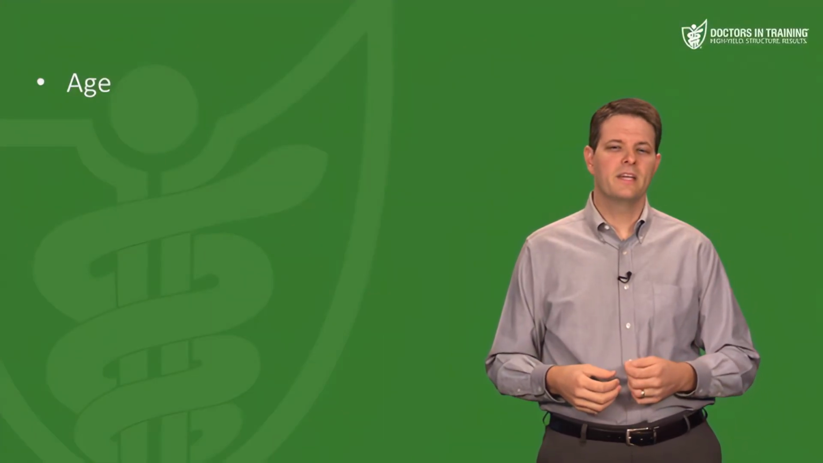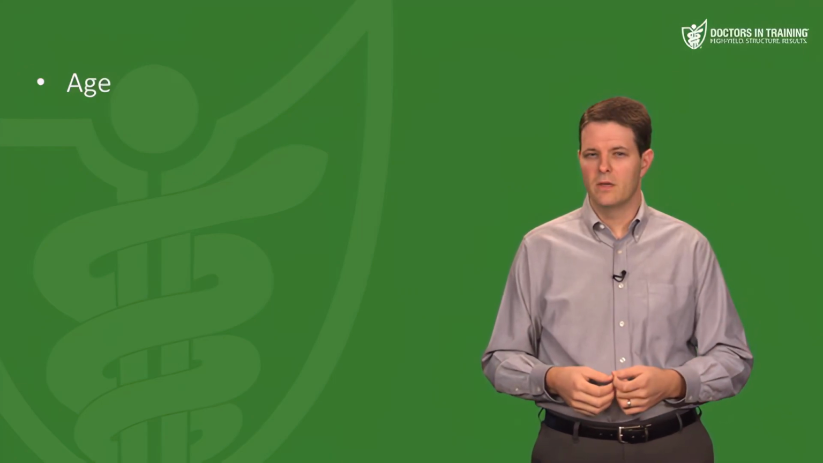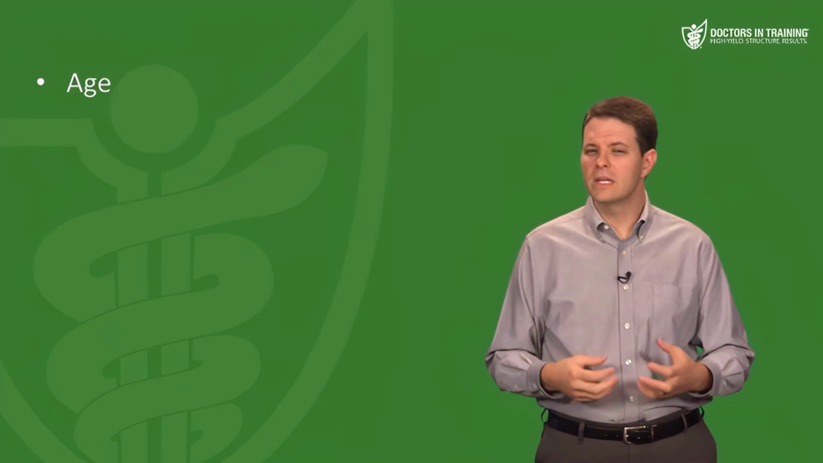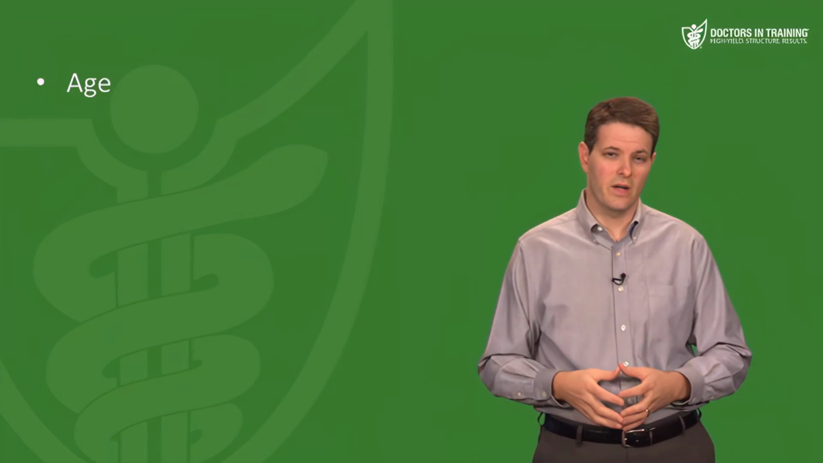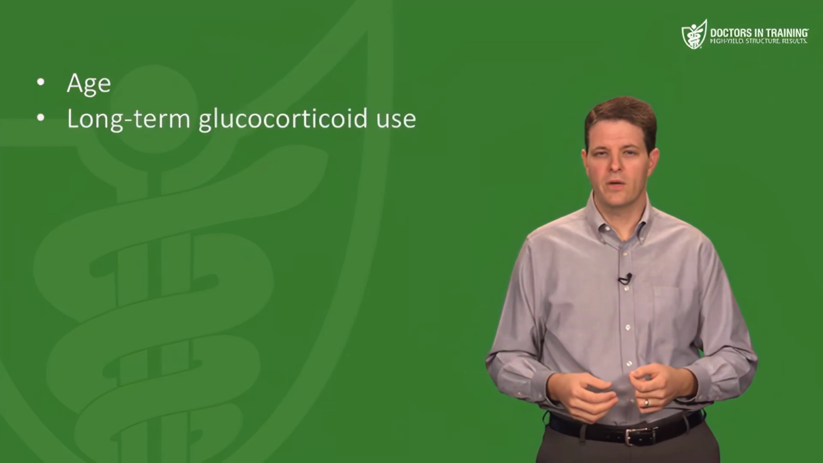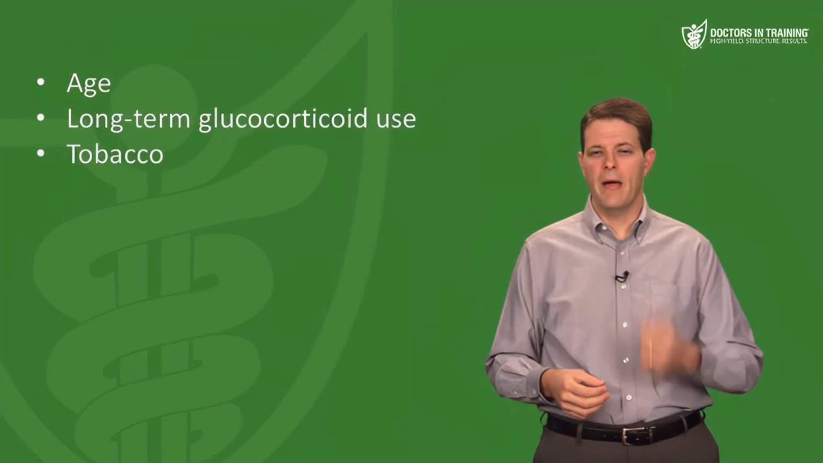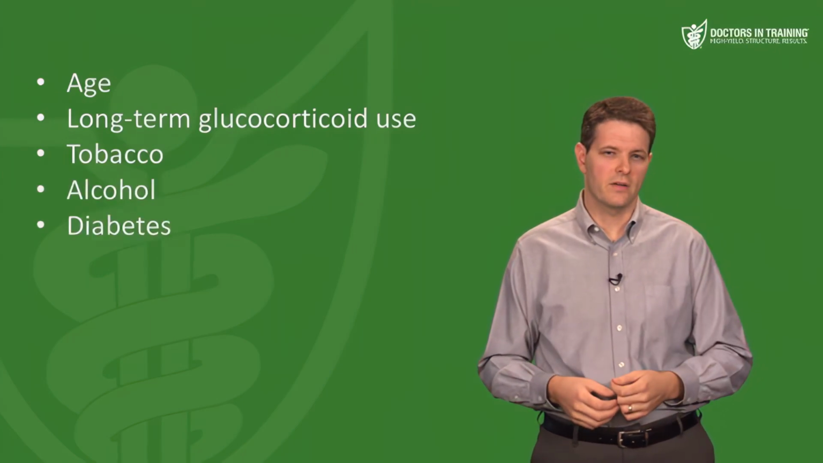Cataracts are most commonly seen with advancing age, and they're probably the most common cause of blindness. Somewhere in the ballpark of 4 million cataract surgeries are performed every year in the U.S. That's a lot of cataracts. Besides age, long-term glucocorticoid use can increase the risk of cataracts, and so can tobacco and alcohol use. And also diabetes can cause cataracts.